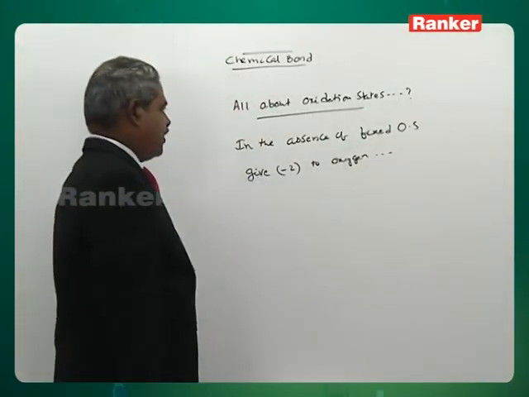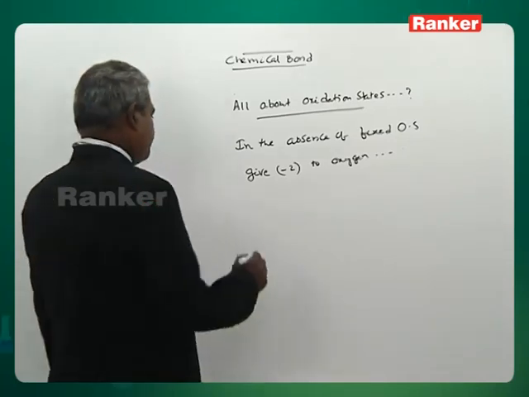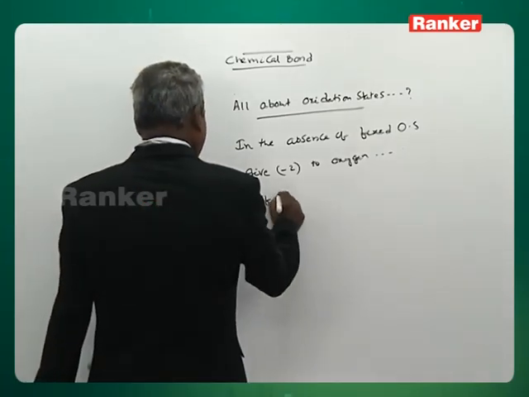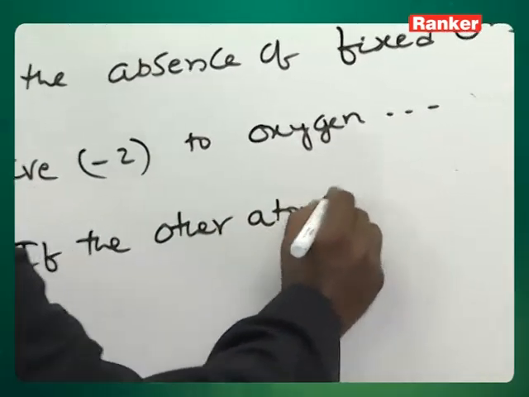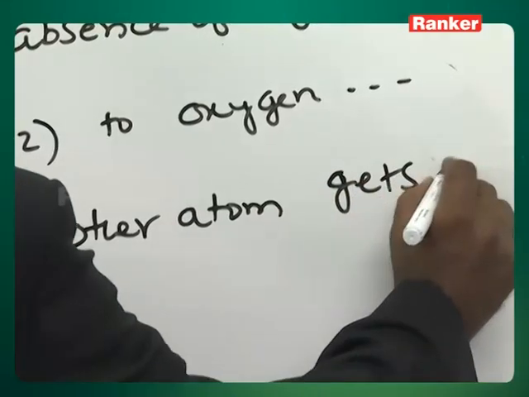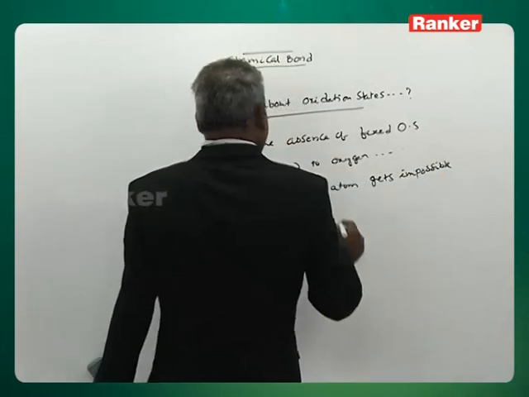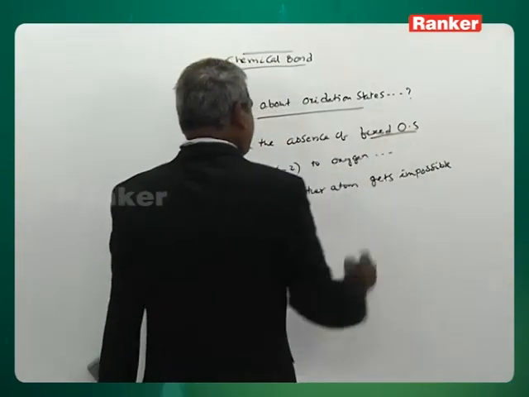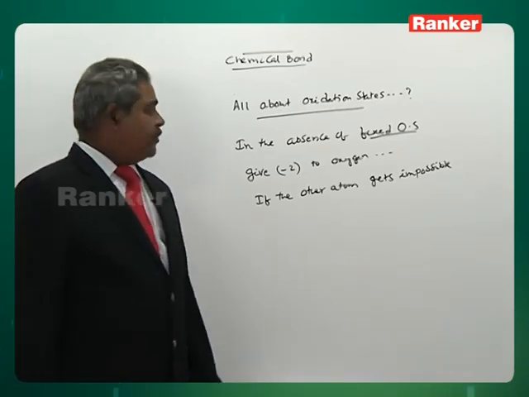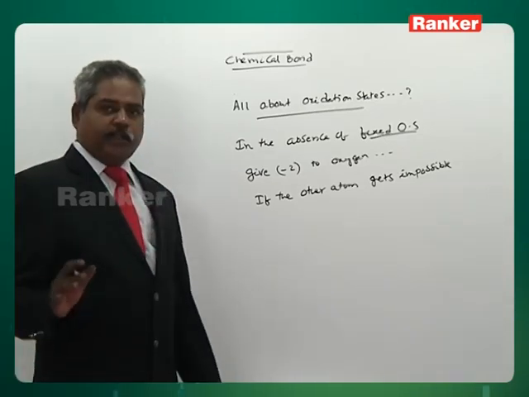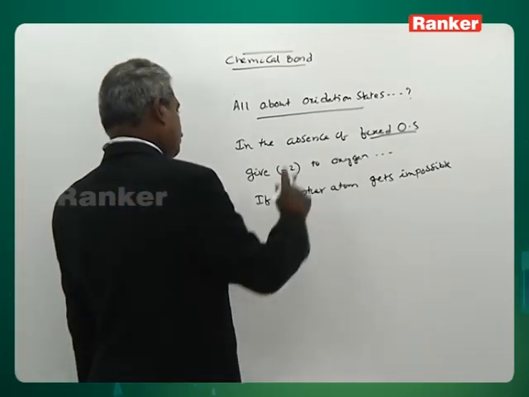In the absence of fixed oxidation state, give minus 2 to oxygen. When there is no fixed element, what do I mean by that? No 1A, no 2A, no fluorine. When they are there, there is nothing for you to worry about. They will decide the others. So in the absence of fixed oxidation state, you give minus 2 to oxygen.